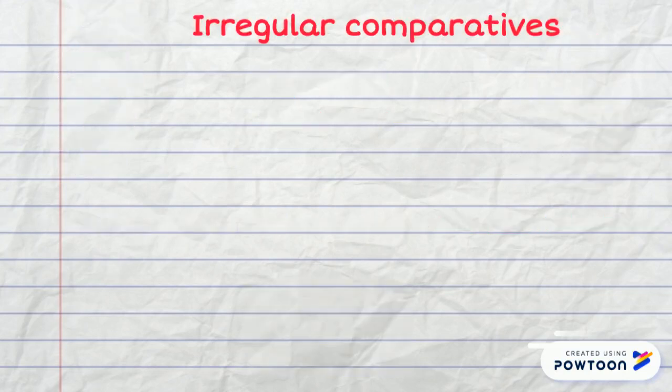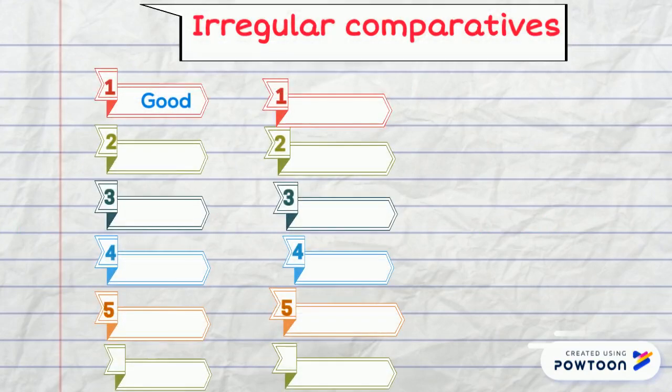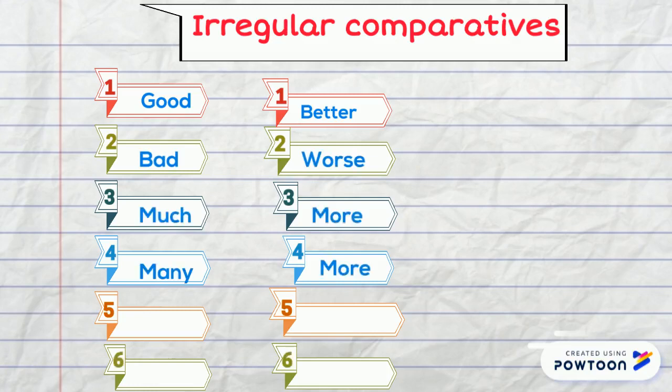Here are some different adjectives. We call them irregular comparatives. For example, good becomes better, bad worse, much more, many more, little less, far further. You need to learn them by heart.